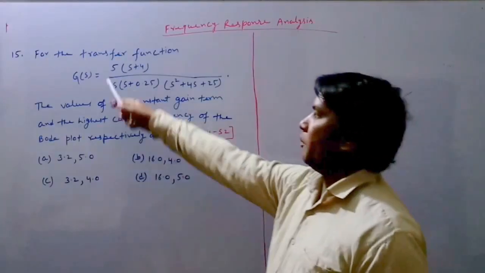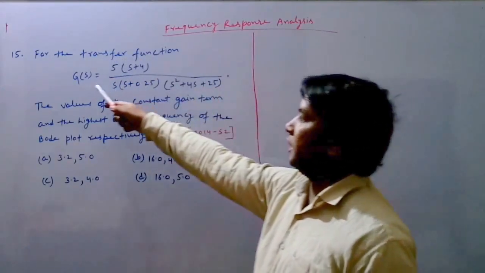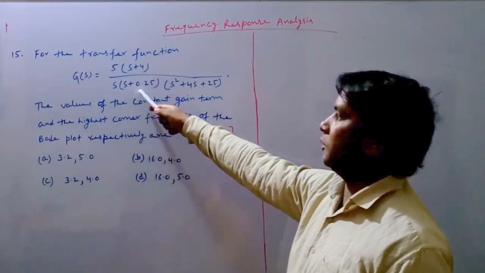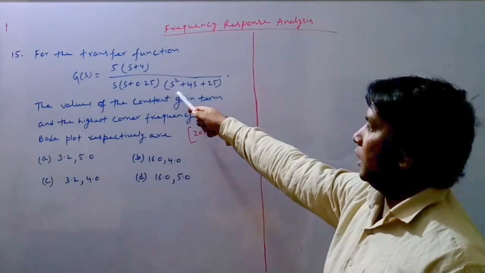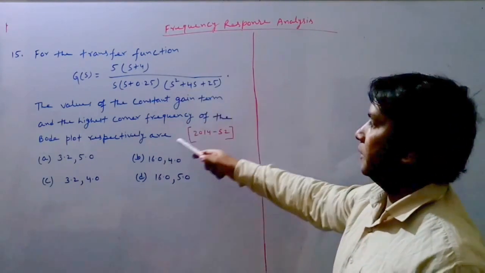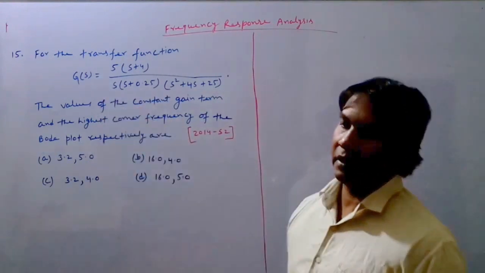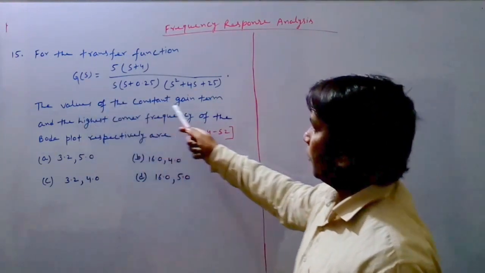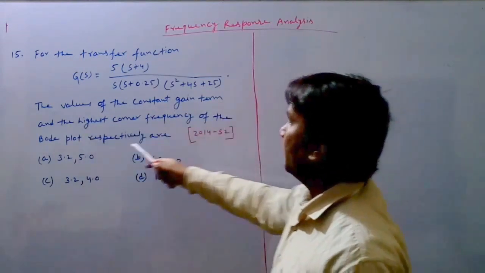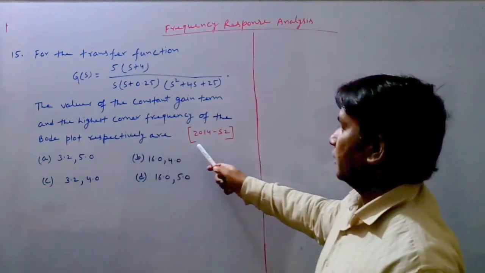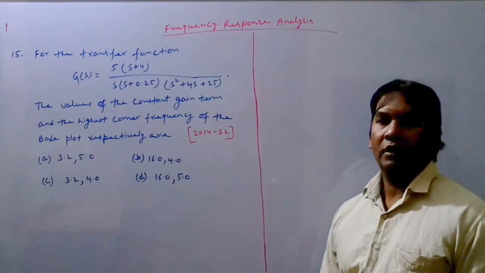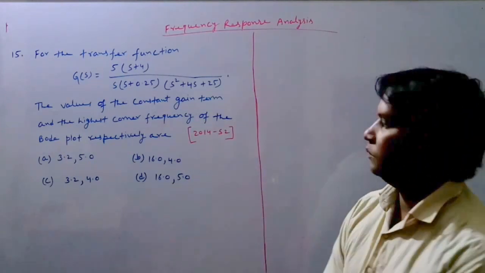Next question is, for the transfer function G(s) equal to 5 multiplied by (s plus 4) divided by s into (s plus 0.25) multiplied by (s square plus 4s plus 25). This is the transfer function given, and the values of the constant gain term and the highest corner frequency of the Bode plot, respectively, are. There are 4 alternatives given, and this question has been asked in GATE 2014 S2.